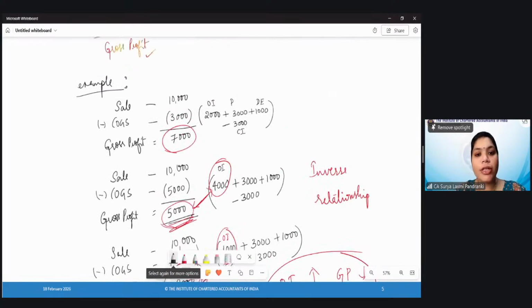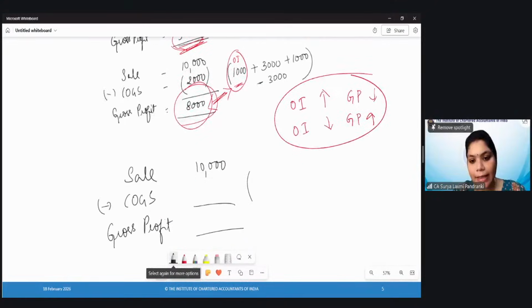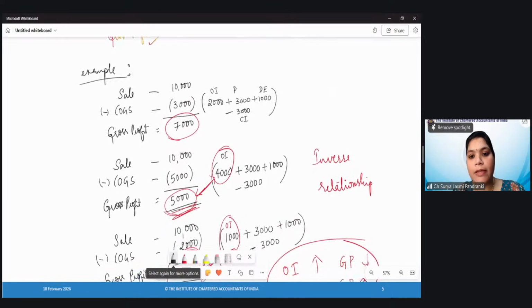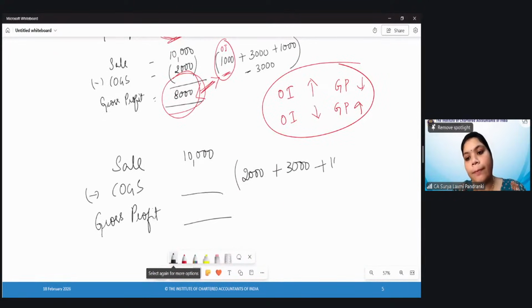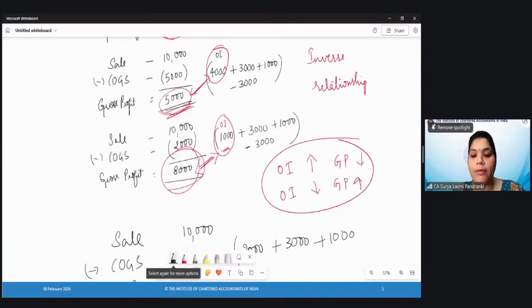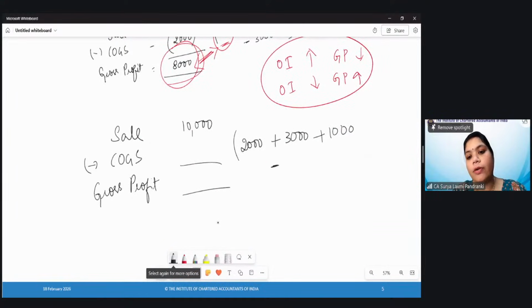What was our initial opening inventory? 2000. Let's take that. It was 2000 plus 3000, and then we also had direct expense of 1000. And we had a closing inventory of 3000. That I'm going to change. Okay, 3000, I will make it 5000. What did I do? I have increased this.